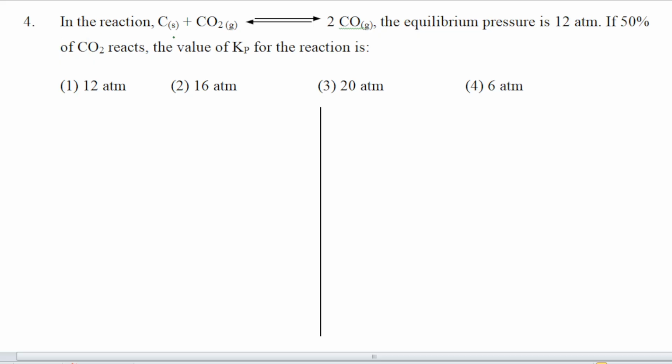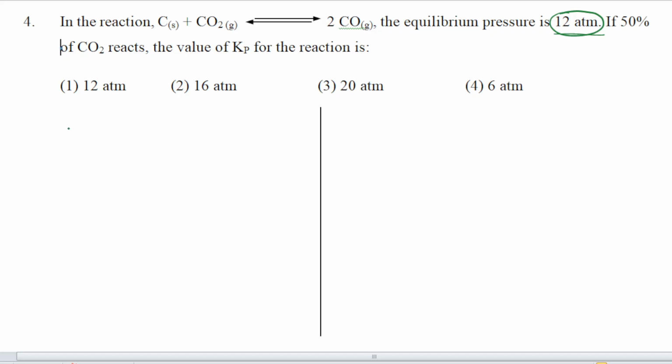In the reaction, carbon is reacting with carbon dioxide, producing 2 moles of carbon monoxide. The equilibrium pressure is 12 atm. So they are giving us the value, the total pressure at equilibrium, as 12 atm. If 50% of CO2 reacts, the value of Kp for the reaction is. They are telling us that 50% of CO2 is consumed in this reaction.